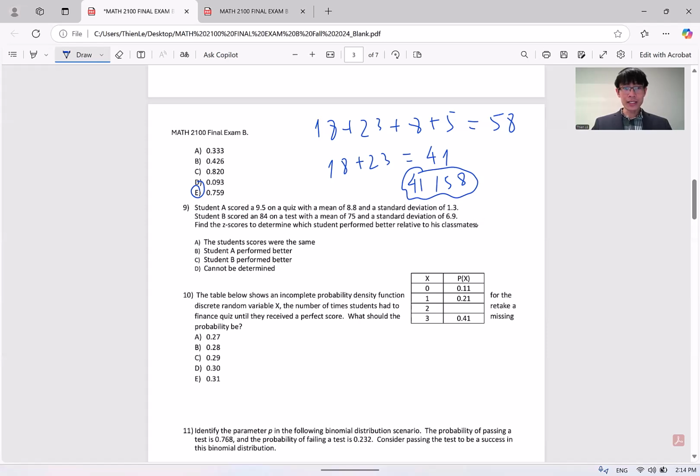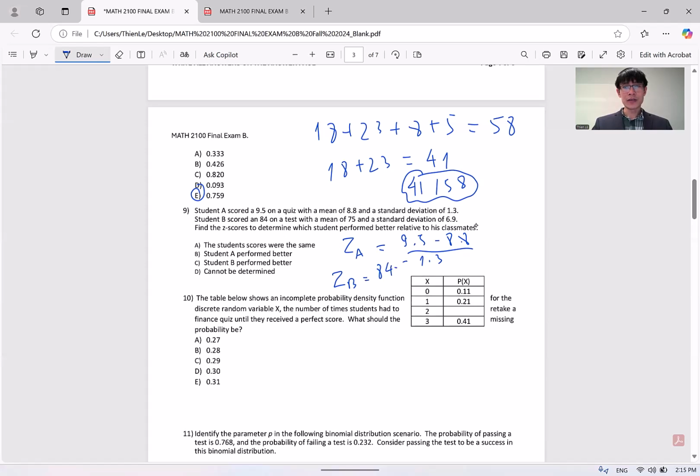So for student A, the z score for student A, maybe I just put the A here. We have 99.5 subtract 88, okay? And divide by the standard deviation, which is 1.3. And the z score for student B, I put ZB, with 84 subtract 75, right?